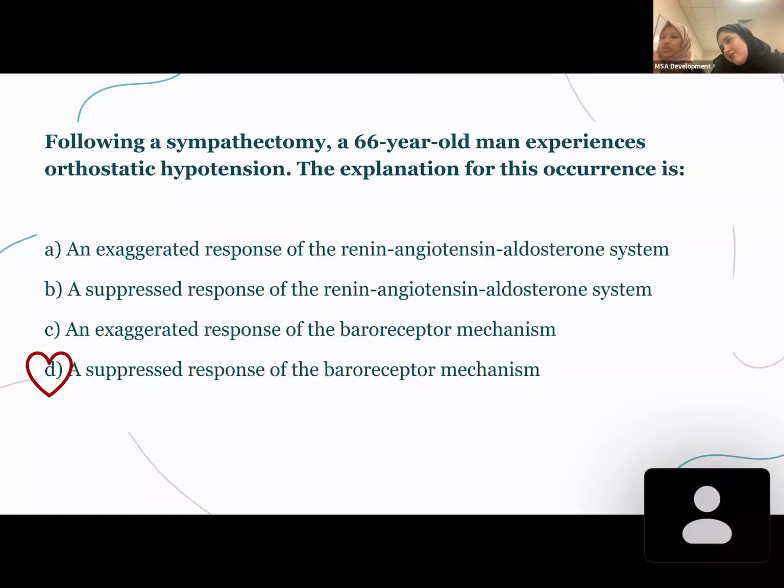So it's suppressed. Orthostatic hypotension means that once you stand up, you're not usually supposed to have hypotension, because once you have a decrease in arterial pressure, the baroreceptor usually responds in a way that increases sympathetic activity. But now, since it's cut, there's no baroreceptor activity. Does that make it clear? So that's why the answer is D, suppressed.